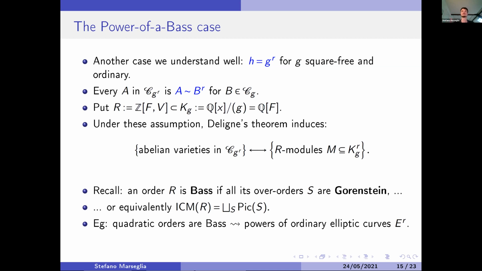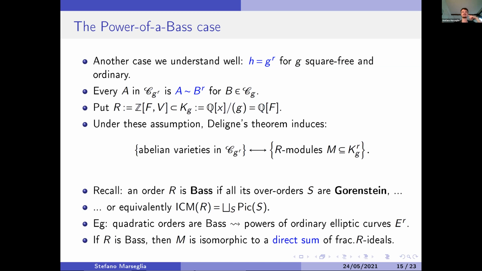But there are also Bass orders that are not quadratic. So there is plenty of them. In some sense, this is maybe the general case, but I don't really have a proof. But Bass studied Gorenstein orders in the paper called On the Ubiquity of Gorenstein Rings. And well, ubiquitous then means that most of them are Gorenstein. And then also Bass must be a general notion, right? I'm not sure if this is a good argument, but definitely gives the idea. Okay, but let's use this assumption that the order R is Bass.